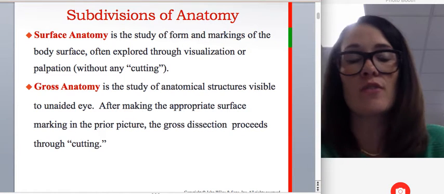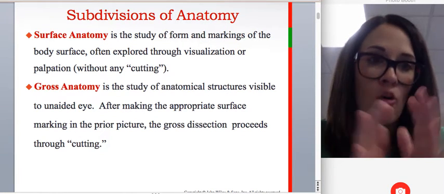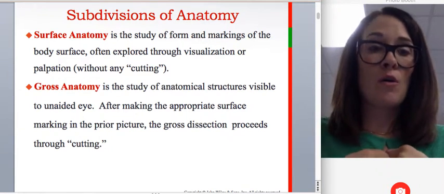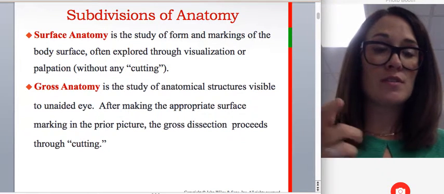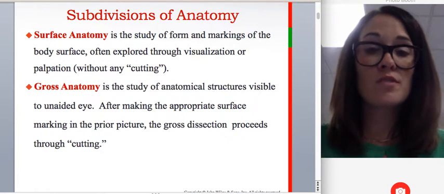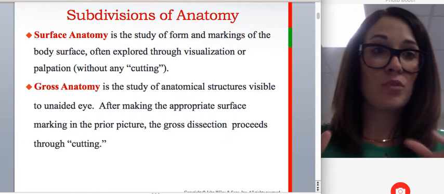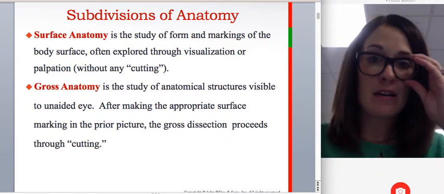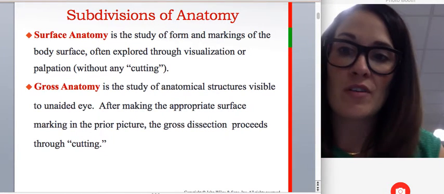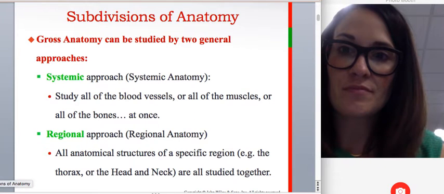That's surface anatomy. For gross anatomy, you actually have to cut the body open and look. If you were to pry open my rib cage, you would see my lungs, my heart, and the blood vessels in that area. But for gross anatomy, you need to be able to cut through.